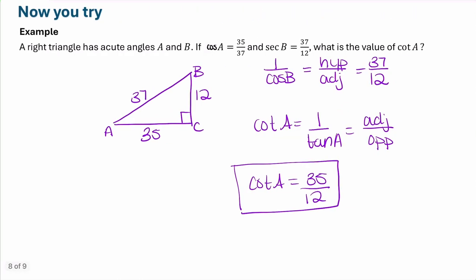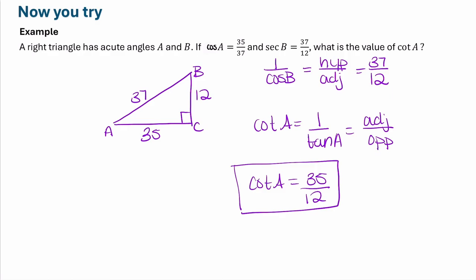So this one's interesting because we don't actually have to use the Pythagorean theorem. It gives us cosine A, right? So that's adjacent over hypotenuse. So you kind of have to sketch your own triangle. So cosine A, we have adjacent, which is 35, and hypotenuse, which is 37. And then the secant is, remember, the inverse of the cosine, but it gives us the secant of the other angle. Okay, so notice that this is for A and this is for B.